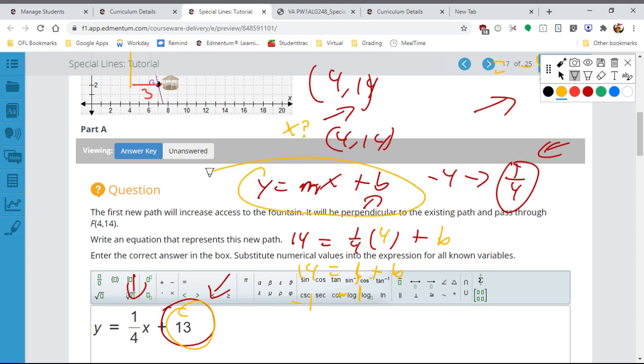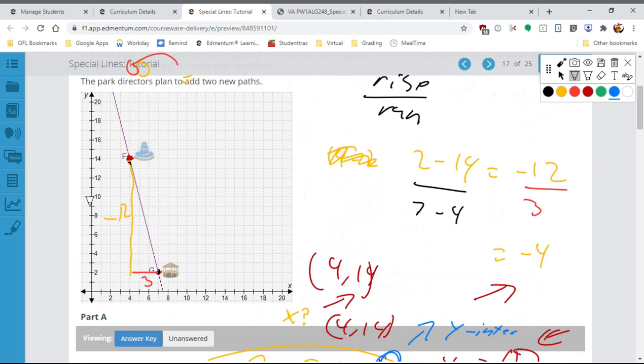So just remember, guys, this is the key to everything. If you don't have your slope, which we already had, we had that 1/4. That was our rise over run. M is our rise over run. Our b is our y-intercept. The y-intercept, in other words, would be where we would start here.